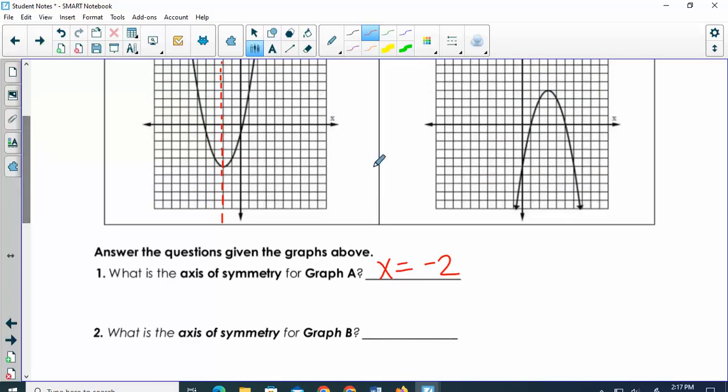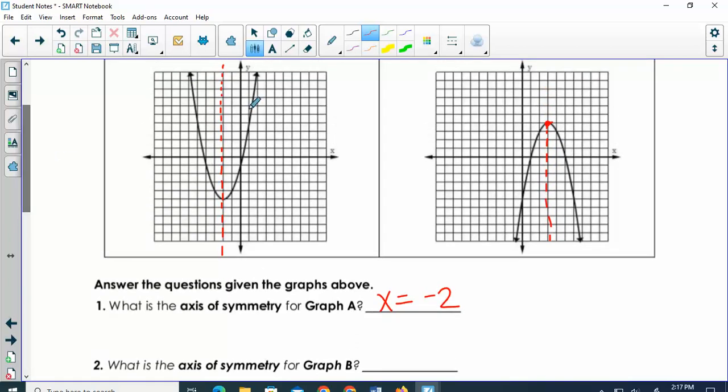All right, for graph B, we have to find, what's this point called? Do you remember? Starts with a V. Vertex. All right, what's the axis of symmetry, the vertical line going through the vertex on graph B? 3. So we would write it as x equals 3.